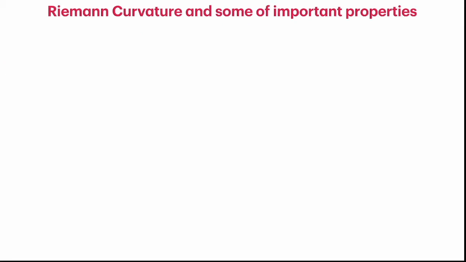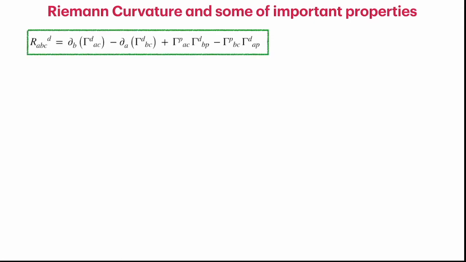Let's continue with the Riemann curvature and some of its important properties. We have seen the definition of the Riemann tensor, and we know some of the symmetry properties of the Riemann tensor. Here I am going to introduce you to one of the important properties, which is called the Bianchi identity. For that, let's recollect some simple properties of the Riemann tensor.